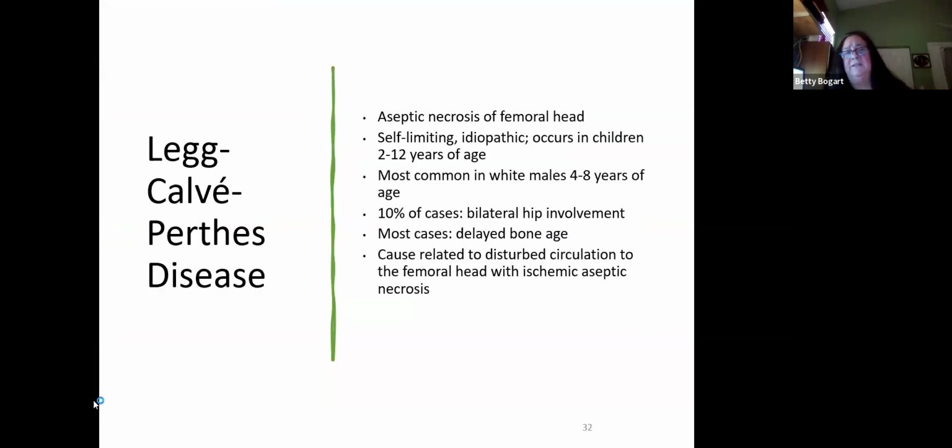Legg-Calvé-Perthes disease. This is an aseptic necrosis of the femoral head. Did you just hear what I said? Asepsis. So there's no infection, but the head of the femur is dying off. So we don't know why. It happens. So how do we take care of this? As you can see, it's males ages 4 to 8. Sometimes it's both hips, sometimes it's just one.